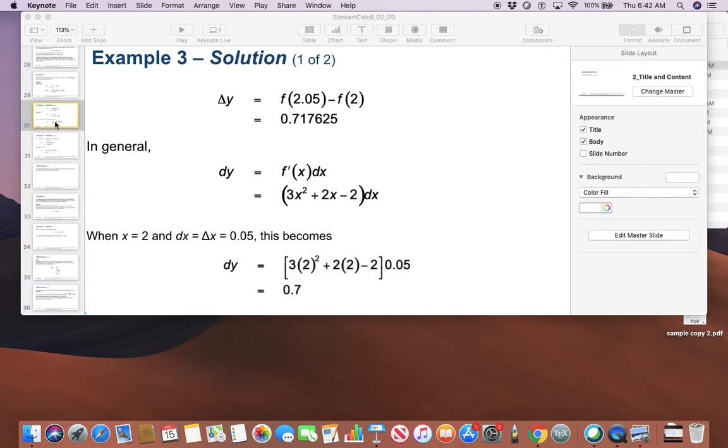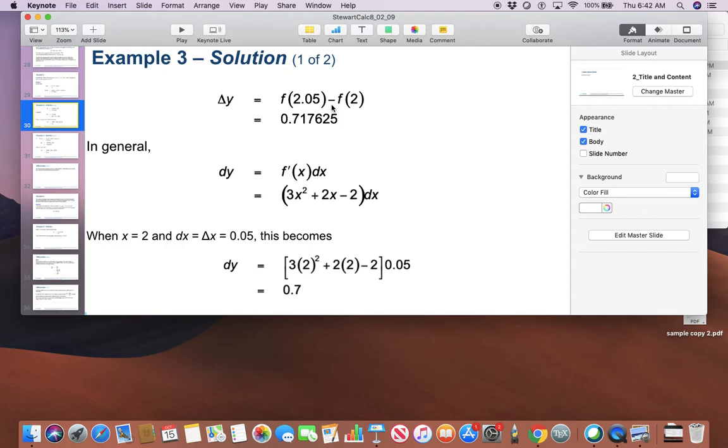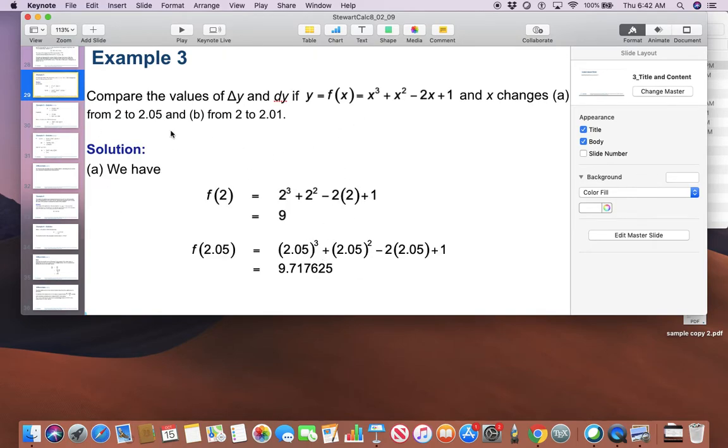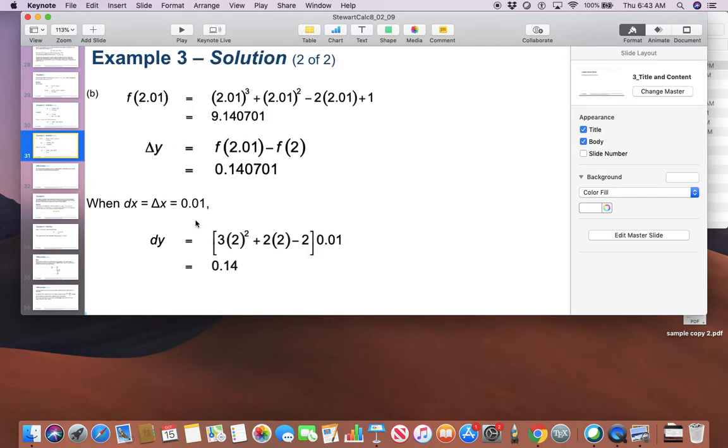So delta y is the difference between the actual values. dy is the derivative of f at x times dx. So find the derivative and now evaluate at 2. 2 is your original x, and delta x is the difference between x1 and x2. So you got two values, right? So we are using x1 and x2. So that's your delta x.